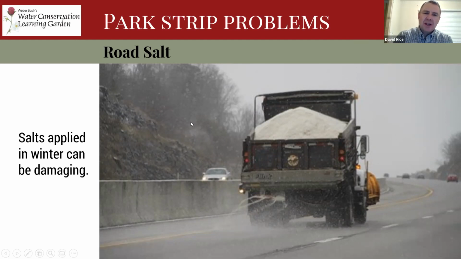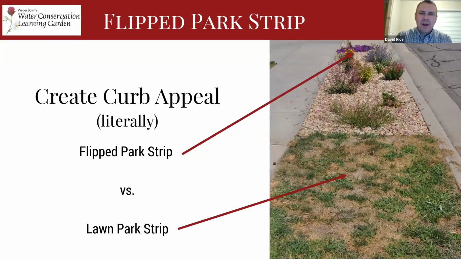You've got road salt, you've got narrow spaces, you've got all kinds of stuff. So those are the problems. Some people just refer to this space as a hell strip. It gets hot, it's hard to manage, it's hard to irrigate, you get weeds, you get all kinds of problems. We want to help you tonight understand it doesn't have to be that way.